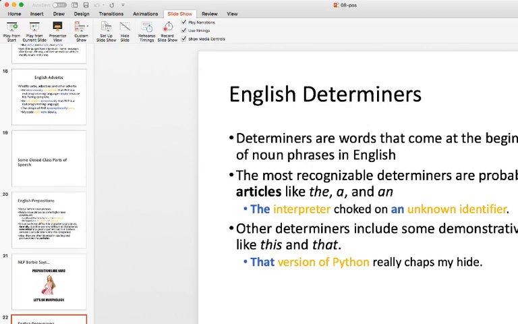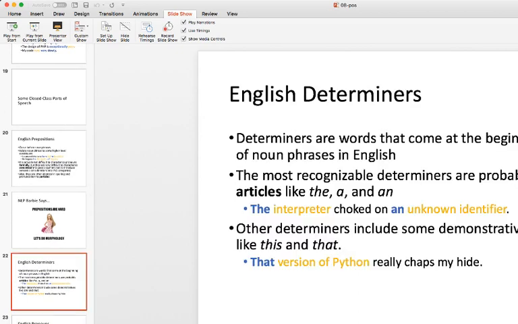Let's talk about determiners. So determiners, this is not a part of speech category you probably learned in school, but this is a part of speech category that linguists and NLP people use a lot. And this covers both what you might have heard of as articles, like the, and also demonstratives, like this and that, when they're used before a noun phrase, at the beginning of a noun phrase.